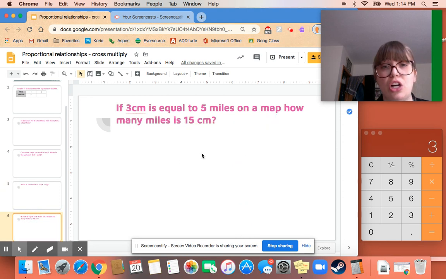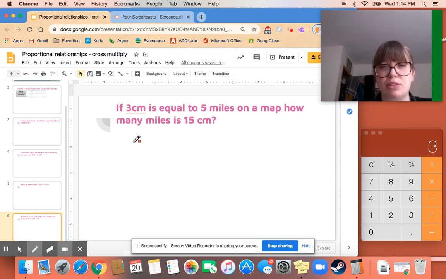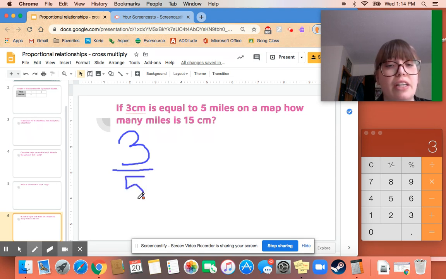All right, let's do the last one together here. Let's finish strong. There's one just like this on tomorrow's activity, so make sure you're following along. We have, if 3 centimeters is equal to 5 miles on a map, so this is like if you're looking at Google Maps, they'll say every 3 centimeters is actually 5 miles in real life. It wants to know how many miles is 15 centimeters. So let's just set it up. We have 3 centimeters is going to be equal to 5 miles.